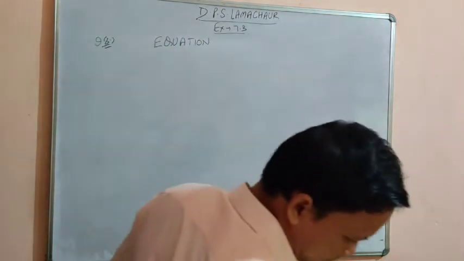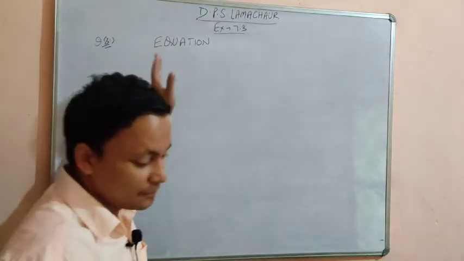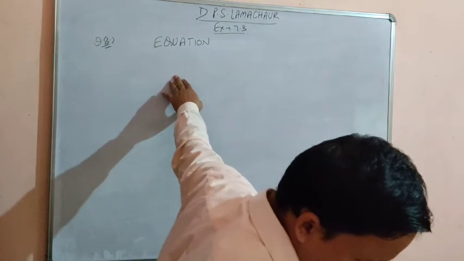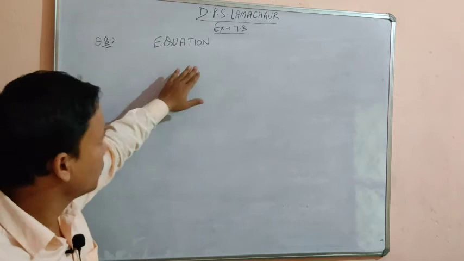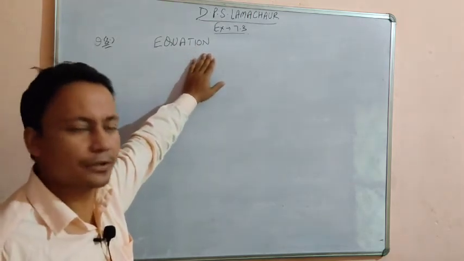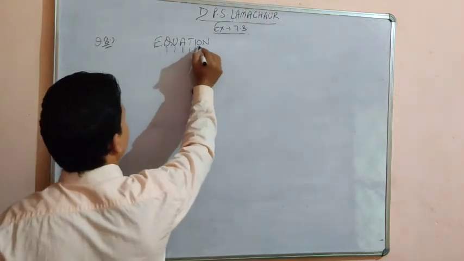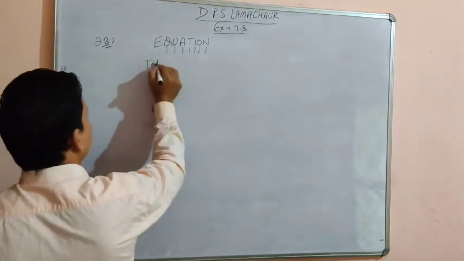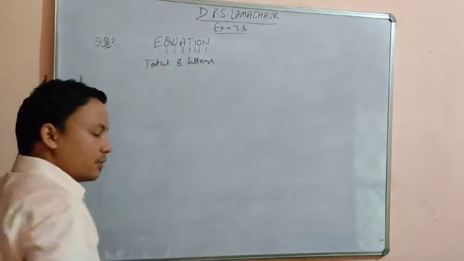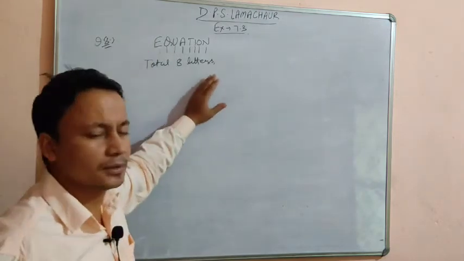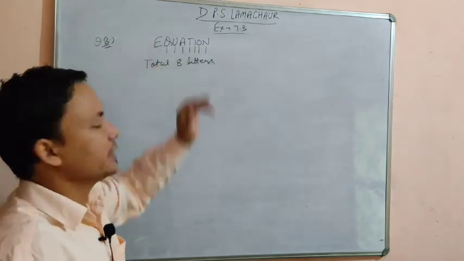We have to make words with or without meaning using the letters of the word. There is no restriction that we have to use only 3 letters or only 4 letters. We have to use all letters of the word EQUATION. So how many letters are there? 1 2 3 4 5 6 7 and 8. There are total 8 letters. So we have to make words with or without meaning using the 8 letters of the word EQUATION.